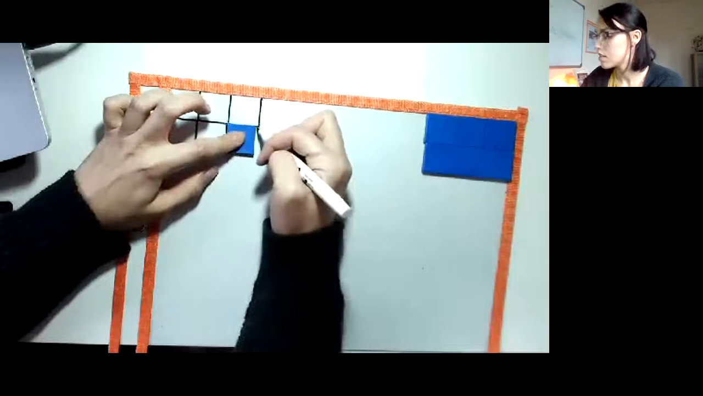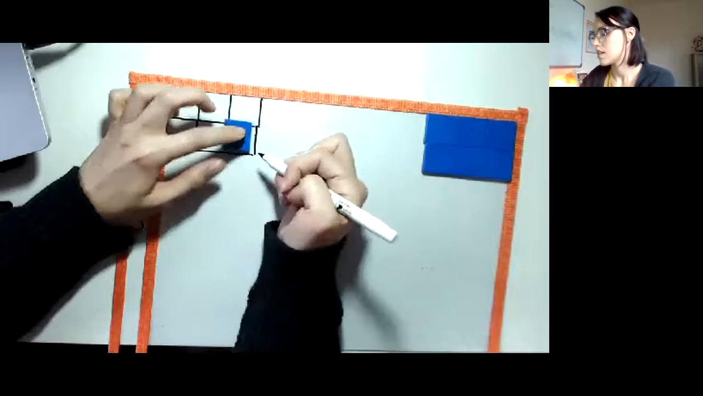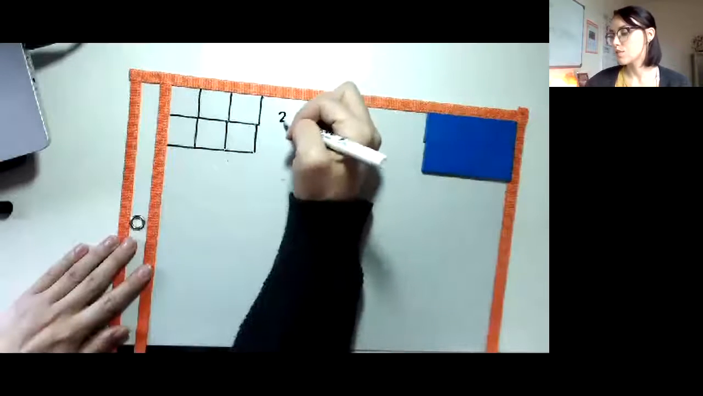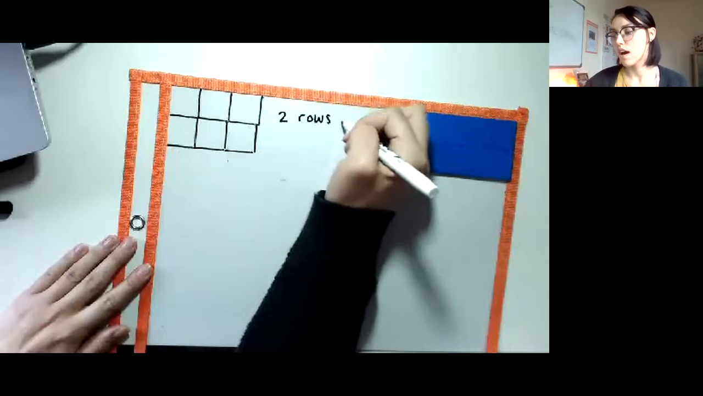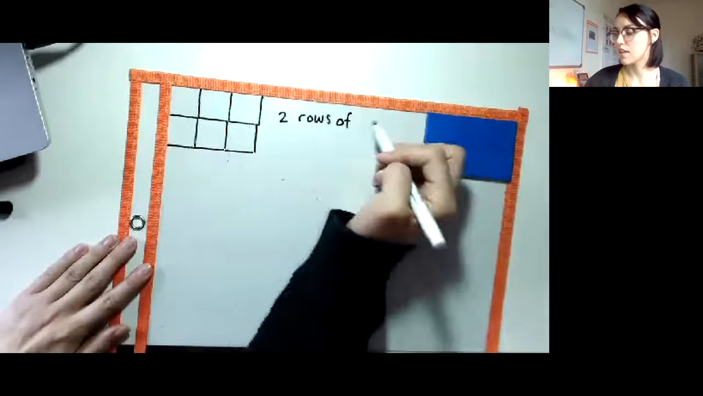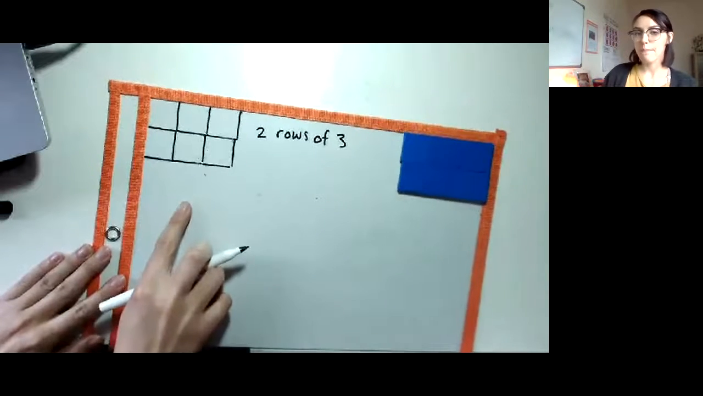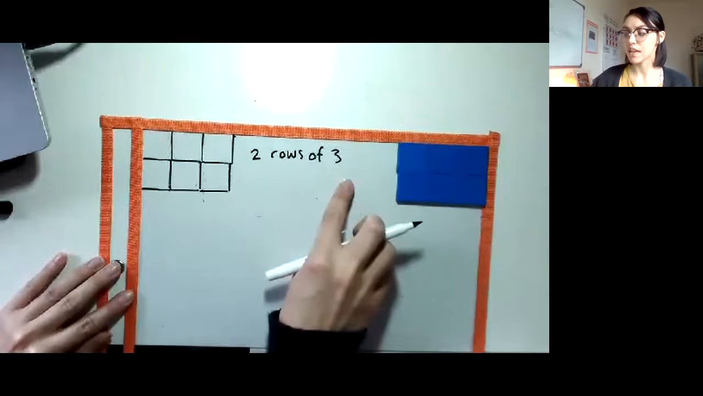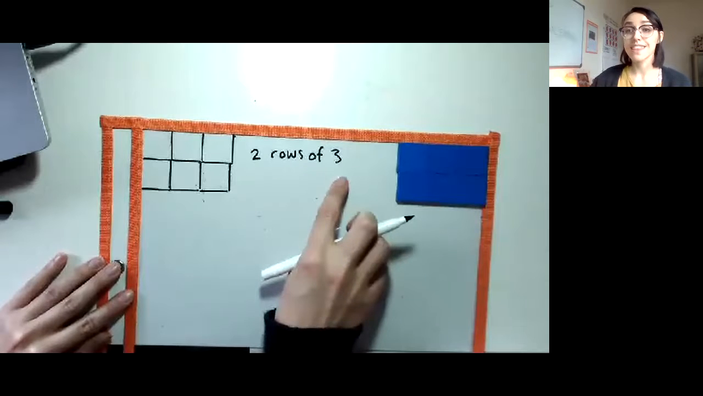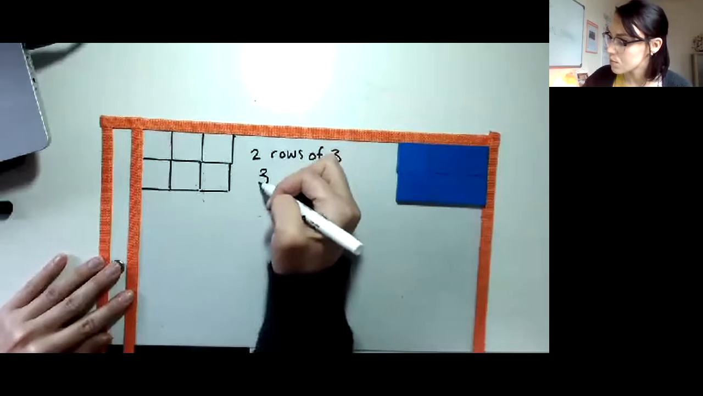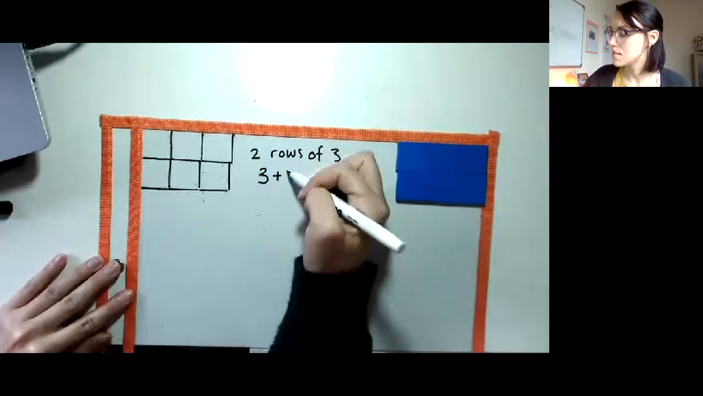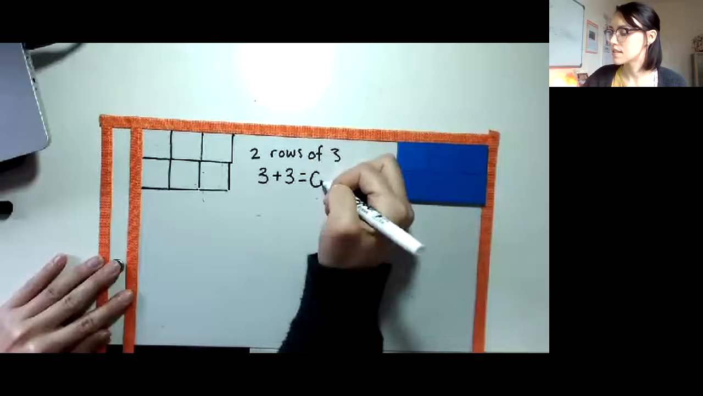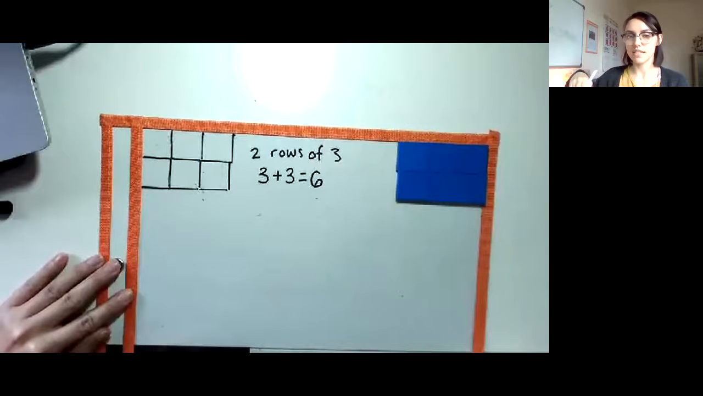All right. So I have my drawing now. I have 2 rows of 1, 2, 3. And look how our drawing matches our tiles perfectly. If I have 2 rows of 3, that is 2 groups of 3, that is 2 3s. There's 1 3, plus there's 2 3s. 3 plus 3 equals 6. There's our repeated addition sentence.